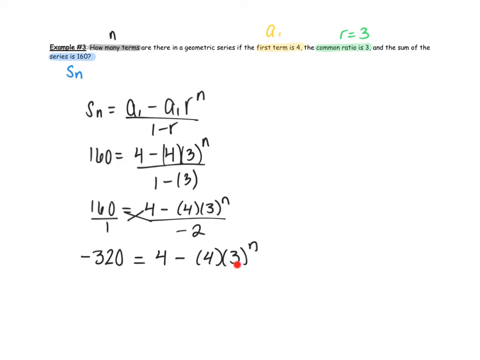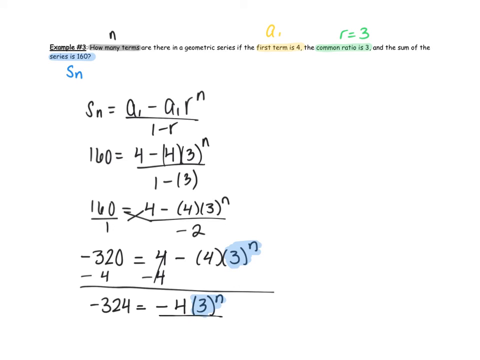So again, you cannot multiply these. The goal is going to be to isolate this 3 to the n. So let's do that. Let's minus the 4 on both sides first. So I get negative 324 equals negative 4 times 3 to the n. So again, to isolate this 3 to the n, we have to divide out that negative 4. So take in the calculator 324 and divide it by 4. I'm just going to follow it up here. You should get 81 equals 3 to the n.